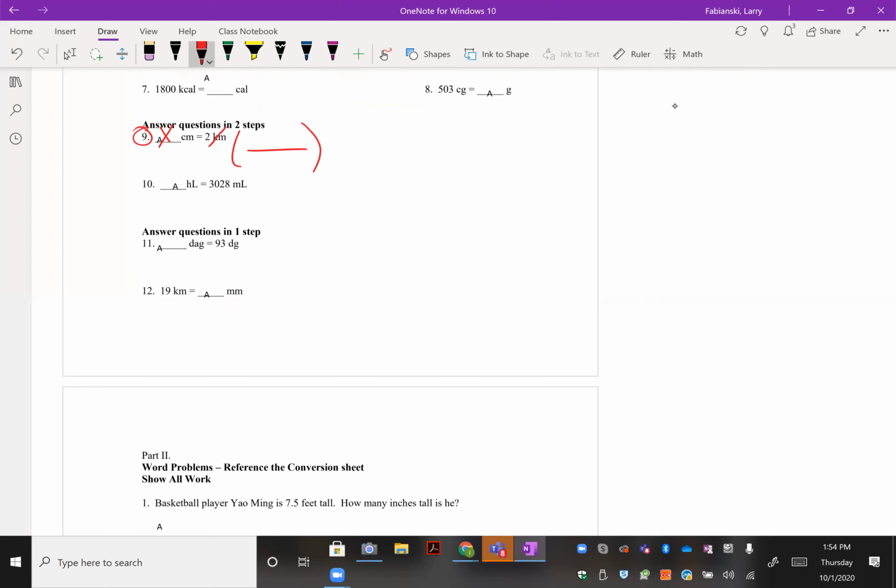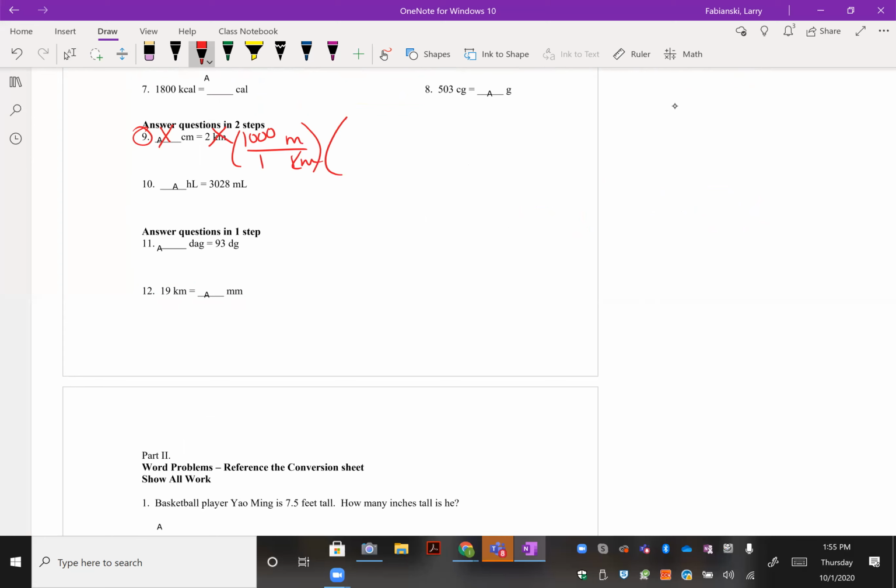Conversion factor, km on the top to km on the bottom. We're going to go from kilometers to meters in this one. For every 1,000 meters, that is 1 kilometer. Now, if we were to stop here, we would end with meters.